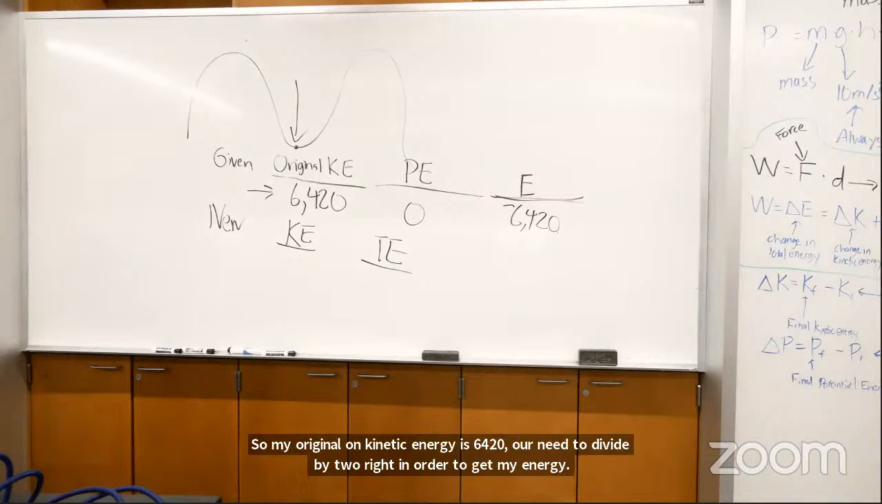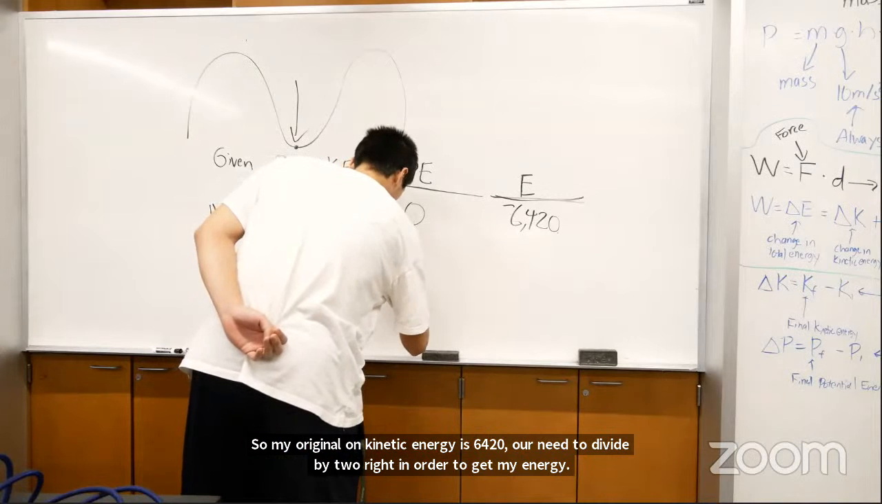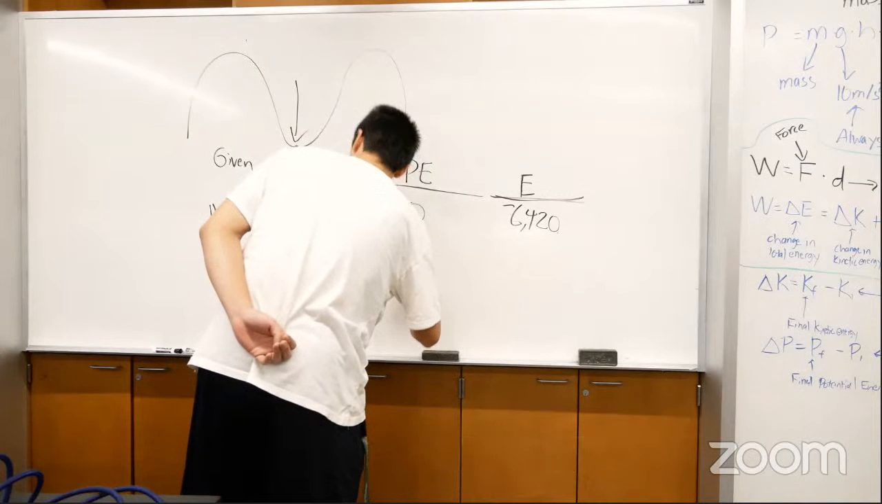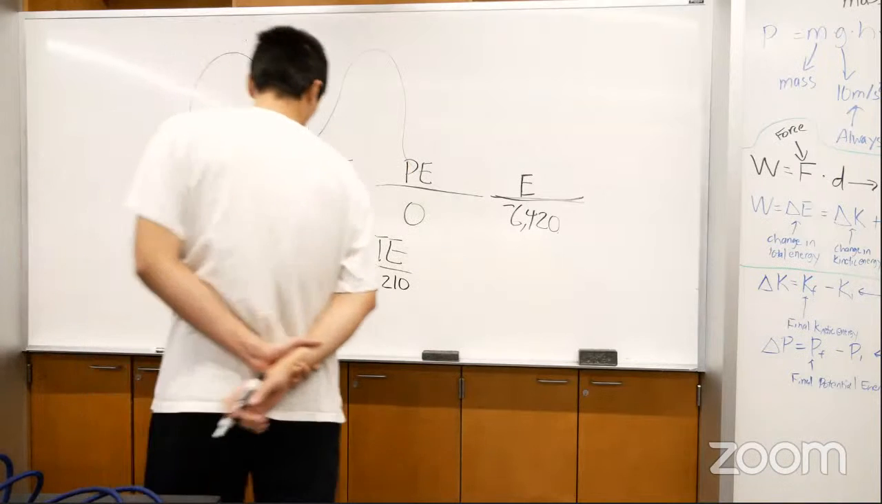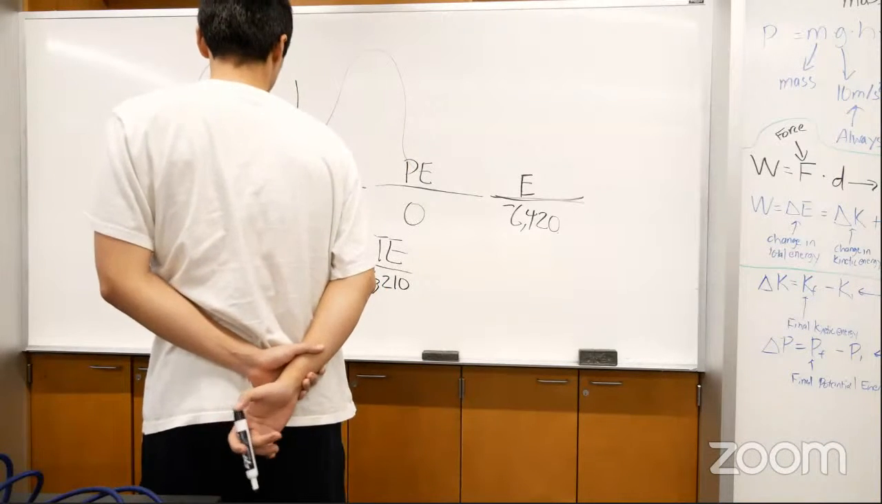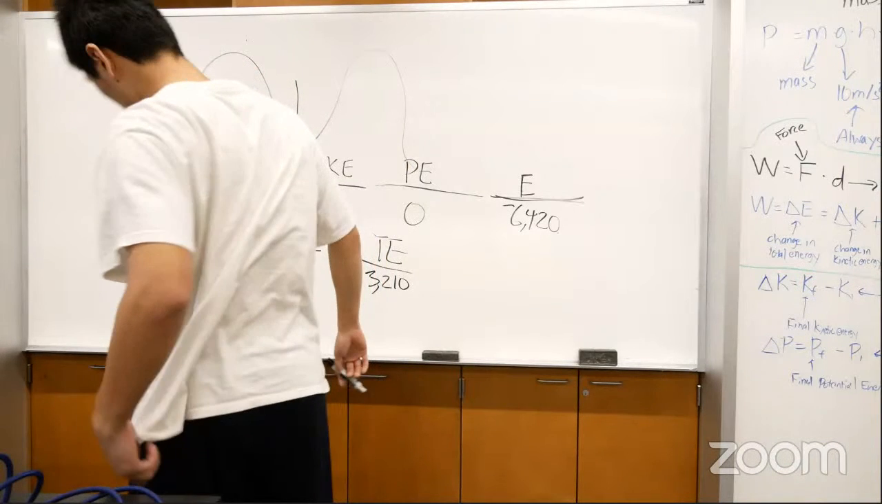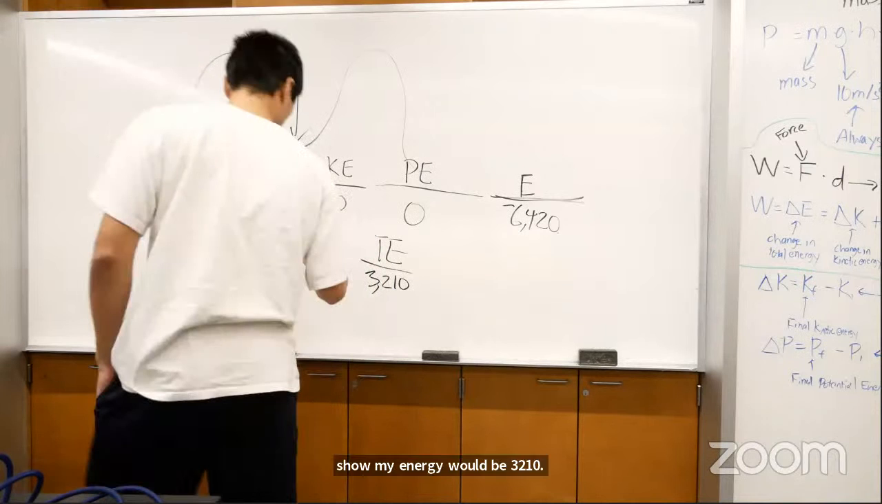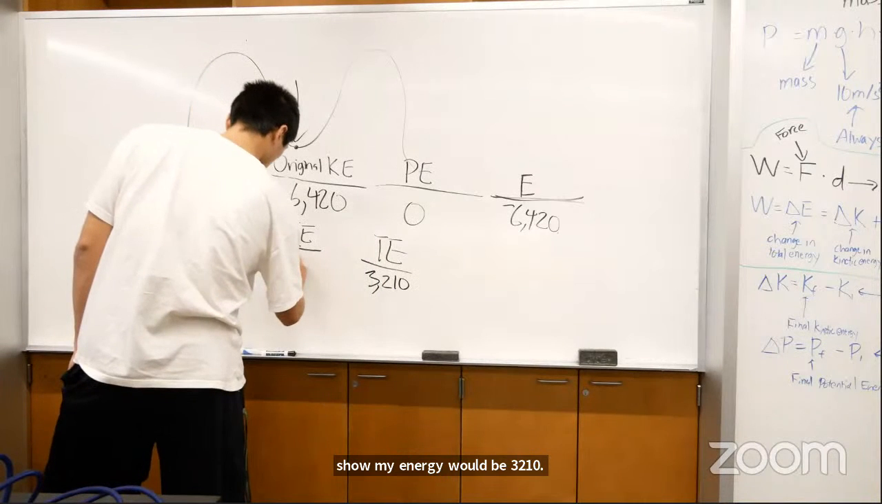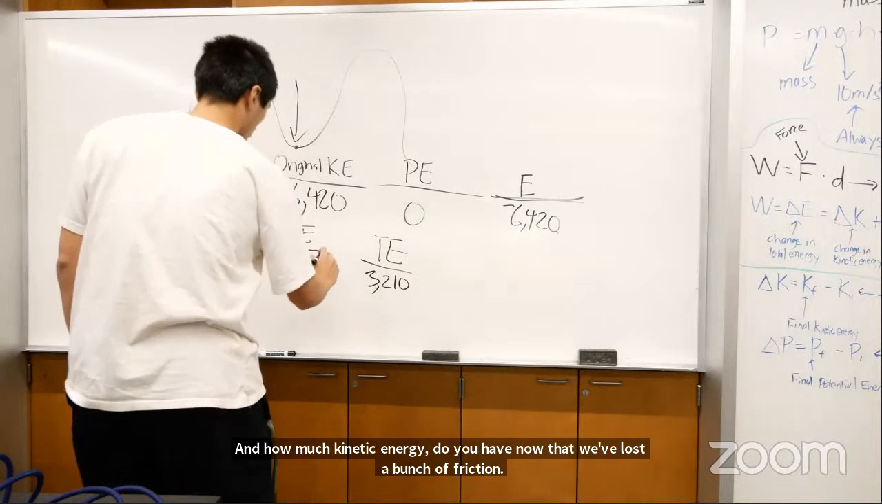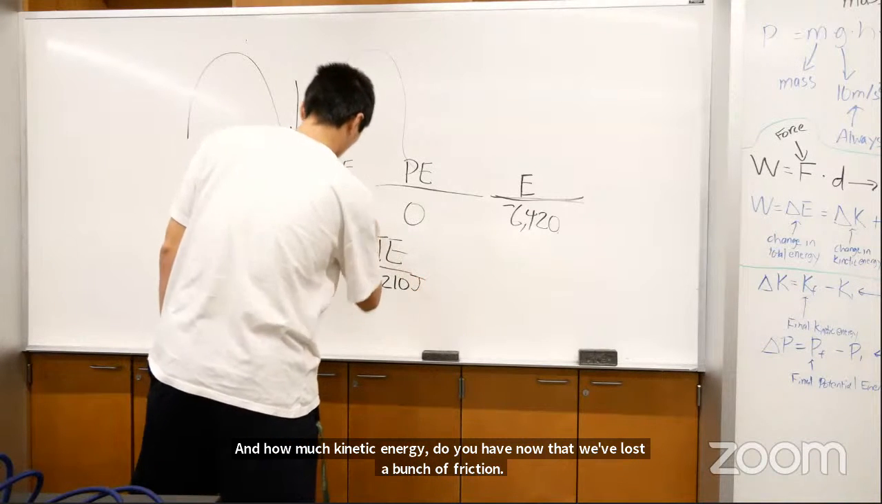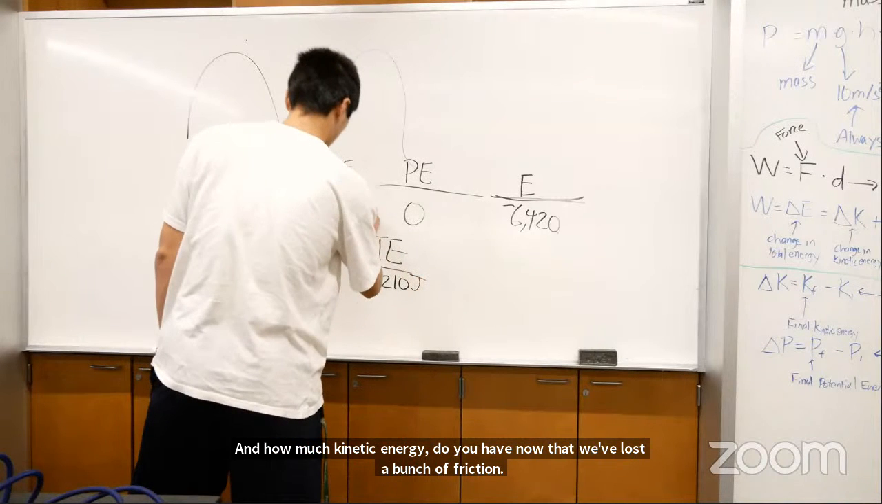And so my thermal energy would be 3,210. Perfect. And how much kinetic energy do you have now after you lost a bunch due to friction? The same amount, correct? So what is that? 3,210. It would be the same as the thermal energy because I lost 50% of it. Perfect. Okay.